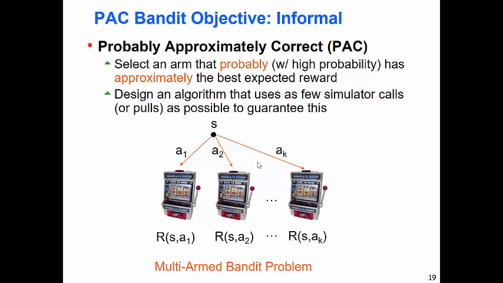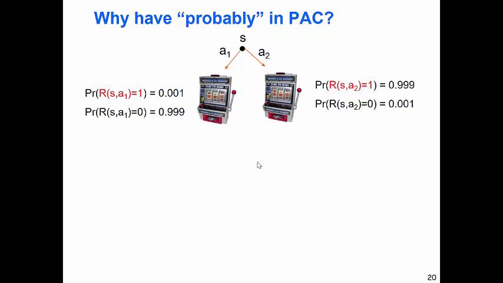We're going to tell the algorithm this is the probably I want you to achieve, and this is the approximately I want you to achieve. And it will pull the arms some number of times and output an arm, and it has to meet the guarantees that we want it to meet. So let's dig into the probably and the approximately and see what their purpose is.